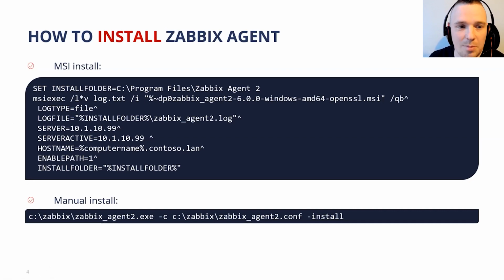Just note that some lines have a space at the beginning. That space is intentional, because we have divided the lines in a nice way to increase readability. So one way was to install using the MSI package, and the other is by extracting the zip archive and manually installing the service. All right, let's continue.